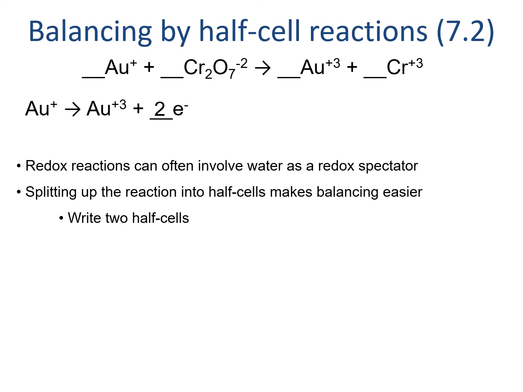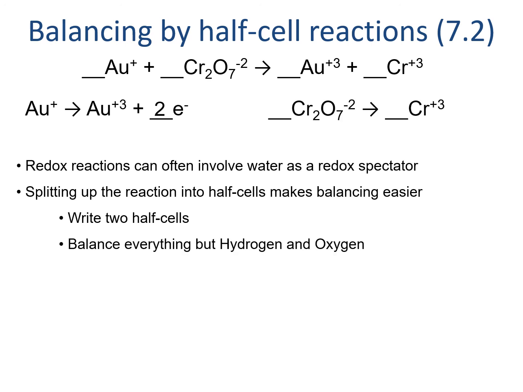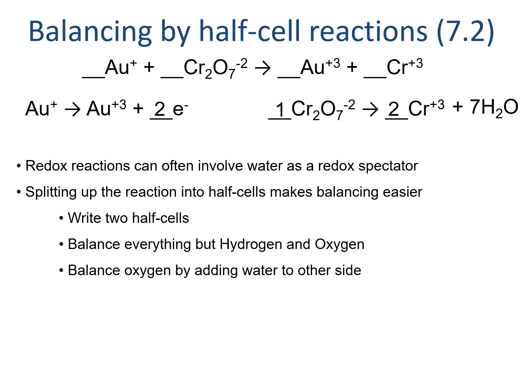The other side is a little bit more difficult, but we can at least start with the easy things. Here we can balance the 2 chromium ions on the left by making 2 chromium +3s on the right. We use water to balance the oxygens. Here, 7 waters to balance the 7 oxygens. On both sides, oxygen has -2 oxidation state. It's still just a spectator in this redox reaction.